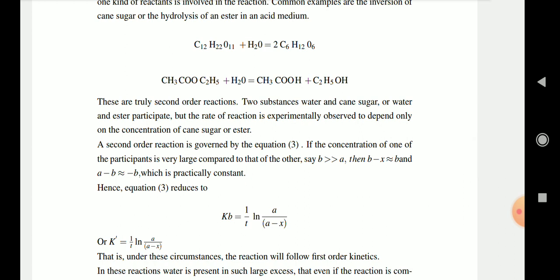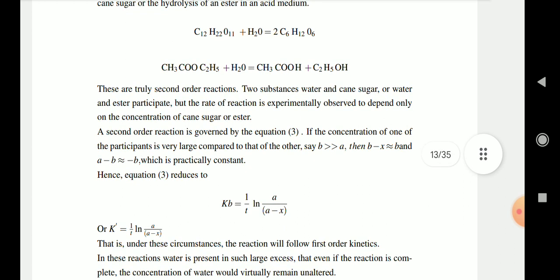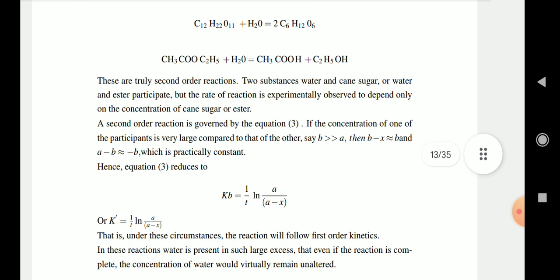Two substances, water and cane sugar or ester, participate, but the rate of reaction is experimentally observed to depend only on the concentration of sugar or ester.